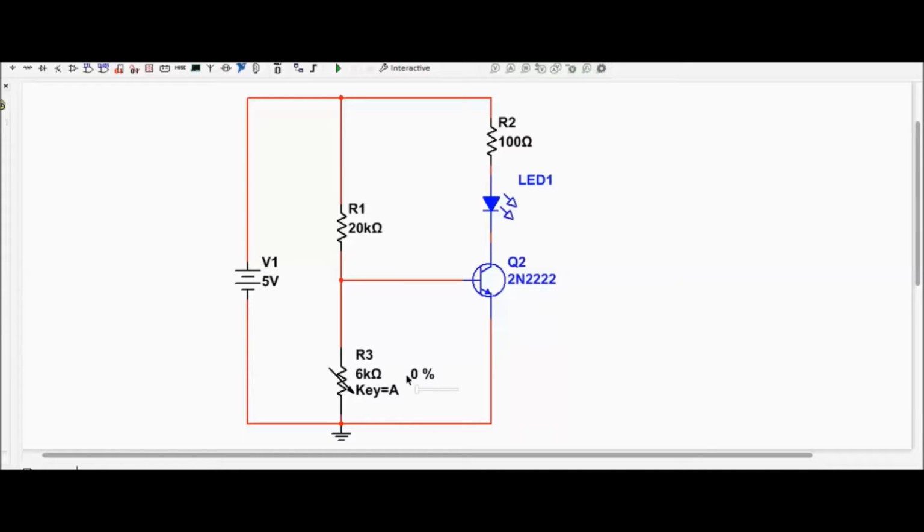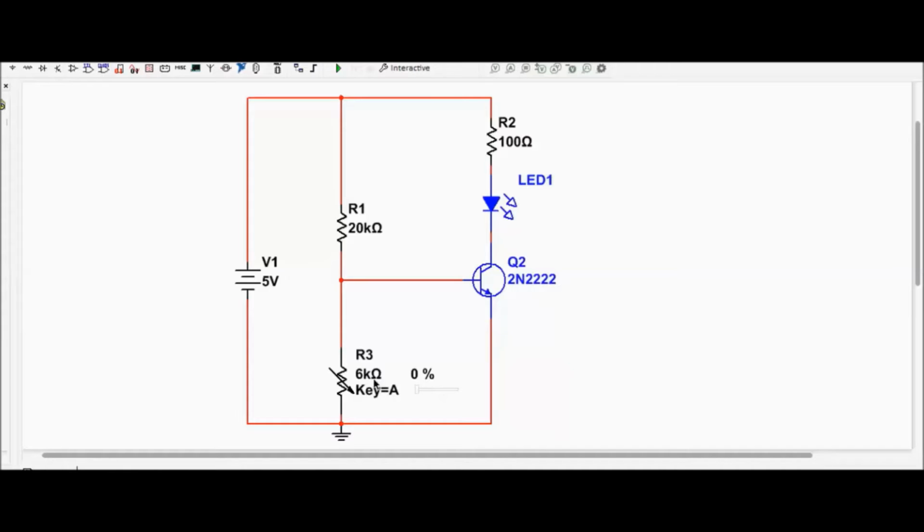So how the circuit works is that as the resistance of R3 increases, as in the case of covering the light dependent resistor, the voltage at this point increases, and once the voltage increases to a certain point, it actually turns on this LED here.